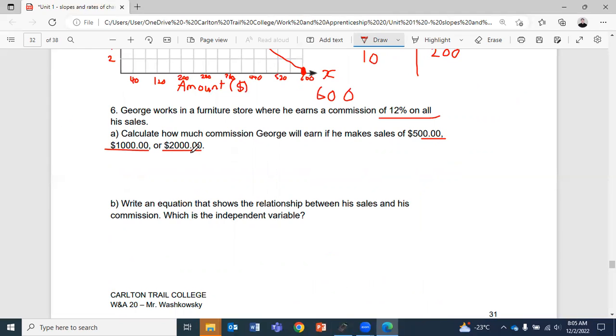This is something that a lot of businesses do to get their salespeople to sell more, because if they sell more, they earn commission on it. They earn more money, right? So all I need to do to figure this out is take $500 times 12%. Isn't that just 12 over 100? That's what percent means, or times 0.12.